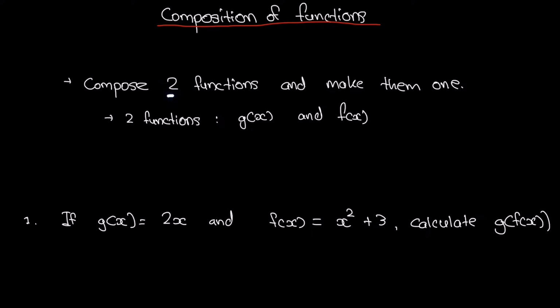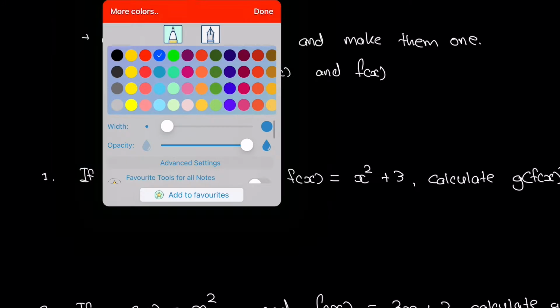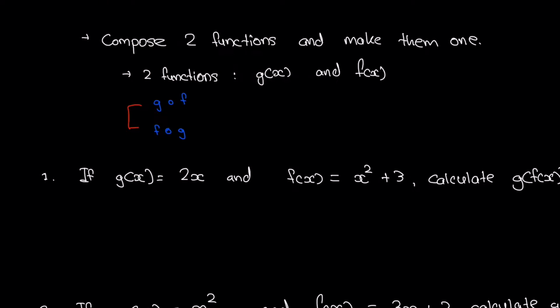When we do this, we basically take two functions, we compose them, and we make them one function. So we just turn two functions into one function. Let's say we have two functions, g of x and f of x. Then if we want to compose this, we can write it as g dot f, or we can also write it as f dot g. These both compose the function, but important note, these two are different. G dot f and f dot g are different. It's not like multiplication, it's not commutative, they give you different results.